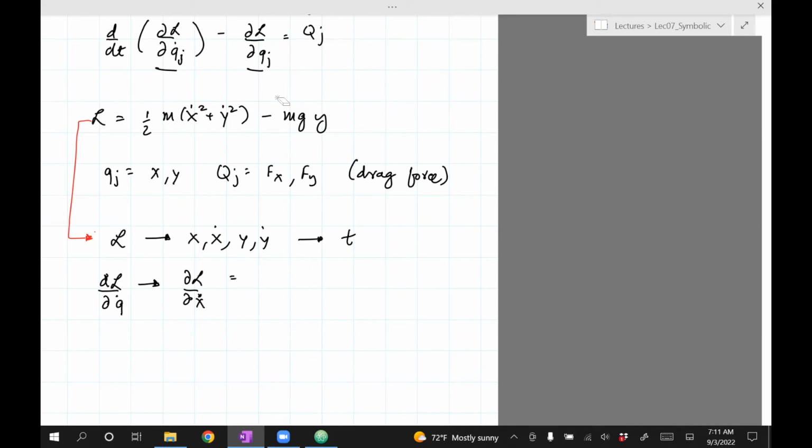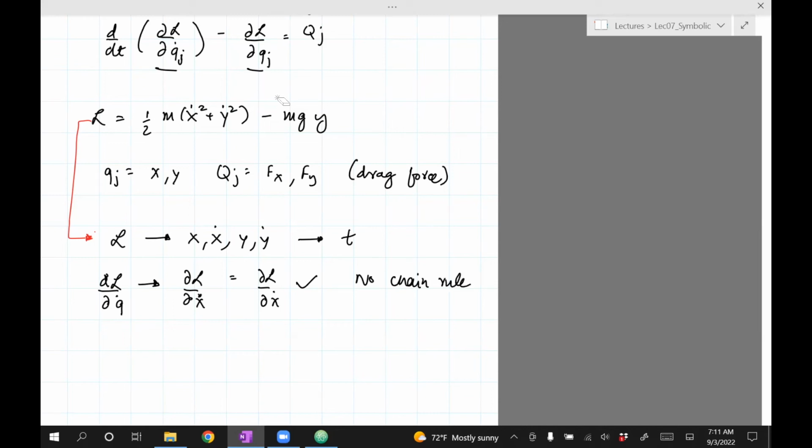This will be dL/dẋ. Since there's no real time involved here, we're not computing the derivative of a function of time, so this remains as it is. You just have to take the expression and differentiate it with respect to ẋ, treating everything else as constants. There's no chain rule involved here.